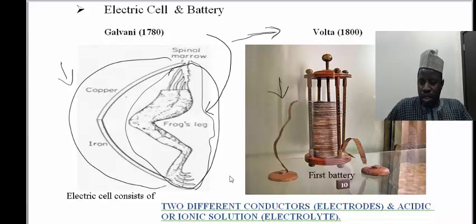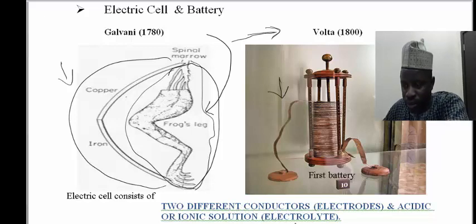This battery is called an electric cell, and the constituents are two different conductors, called electrodes, which are our zinc and our copper, plus an acidic or ionic solution. These three things constitute the electric cell, and when we have two or more electric cells put together, they will give us current. So based on this, it's good we look at some situations where we can satisfy this condition and see whether we can get electricity.